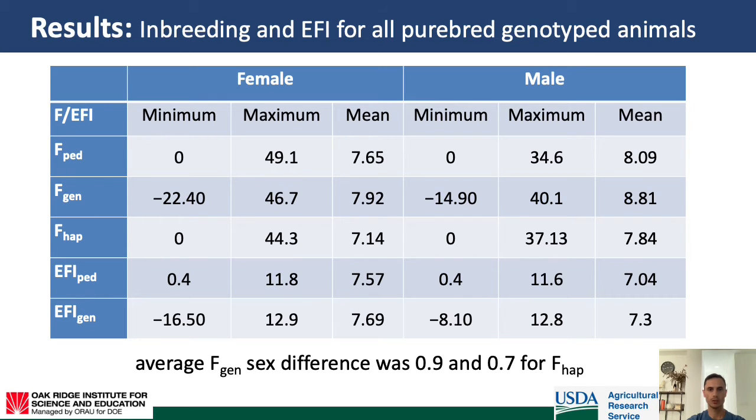The pedigree, genomic, haplotype-based, and expected future inbreeding were estimated after the X chromosome corrections for all purebred genotyped animals. In this table, we have the mean, minimums, and maximum across breeds estimated separately for females and males. The average difference between male and female genomic inbreeding was 0.9, and the difference in haplotype inbreeding was 0.7 after we applied the X chromosome adjustments.